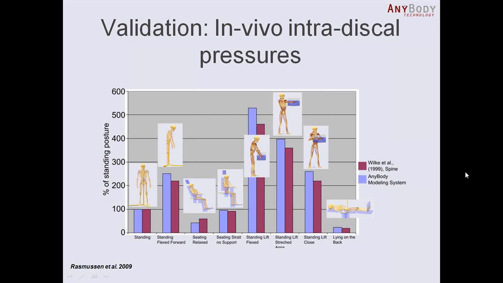Both data sets were normalized to their respective magnitudes in the standing posture. So that's what you see on the y-axis of this plot, the percent of these results relative to standing posture. And if you look across all these different activities, you can see the agreement between the AnyBody predictions and the experimental measures is really outstanding. And the fact that the fidelity is there across so many different activities really highlights the robustness of the predictions.